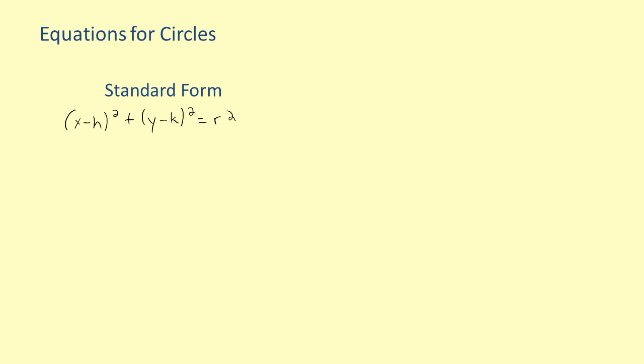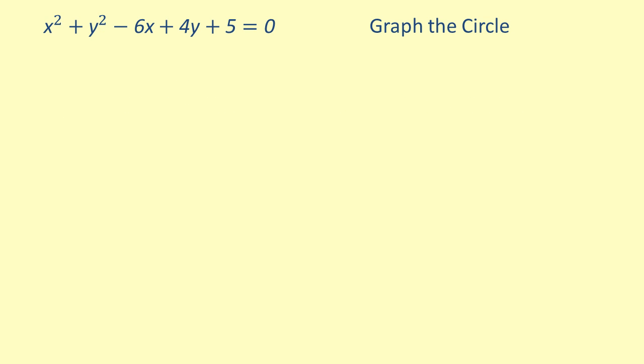When the equation of a circle is written as x squared plus y squared plus cx plus dy plus e equals 0, it is said to be in general form. Note that c, d, and e are real numbers. Let's work through an example to see the steps we should follow to graph a circle when given an equation in general form.